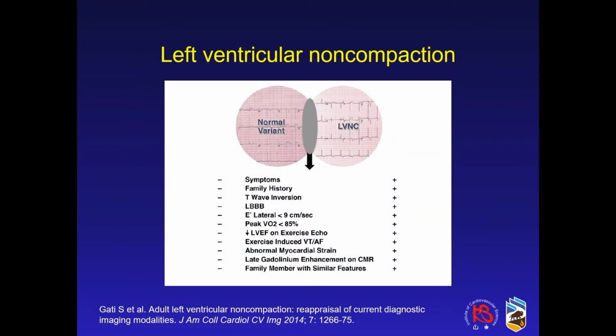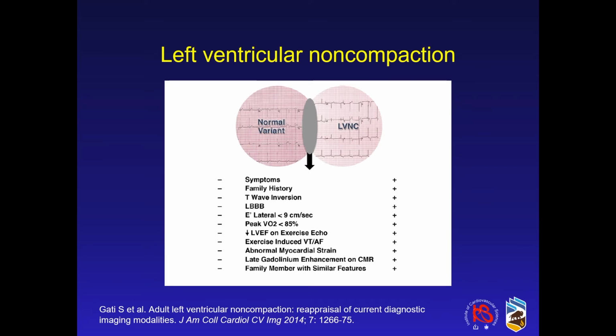With respect to the current Venn diagram comparing normal variants and the overlap with LV noncompaction, one must remember that the disease should not be diagnosed by imaging alone. One should focus as the clinician on symptoms. Does the patient have a history of shortness of breath as well as syncope? Is there a family history of sudden cardiac death? Are there abnormal EKG findings such as T-wave inversion or left bundle branch block that make you think that this patient may have an underlying cardiomyopathy?